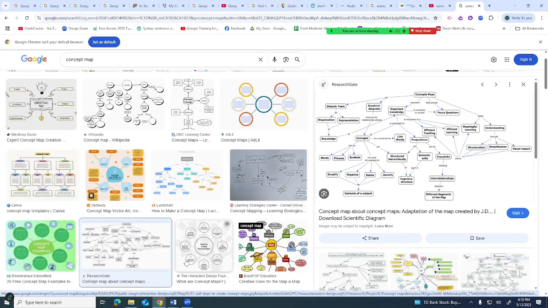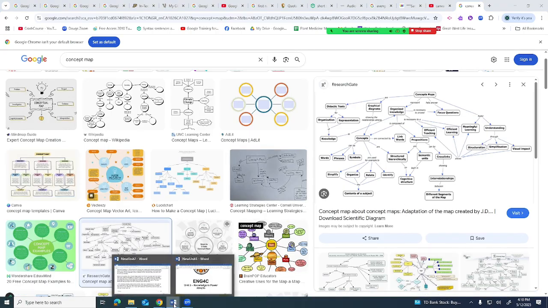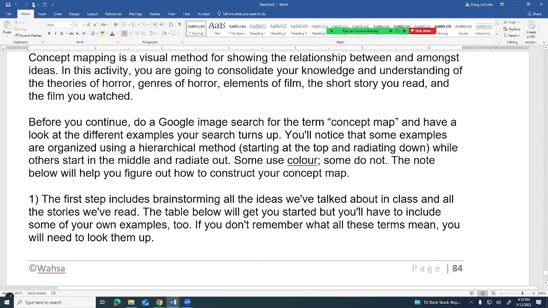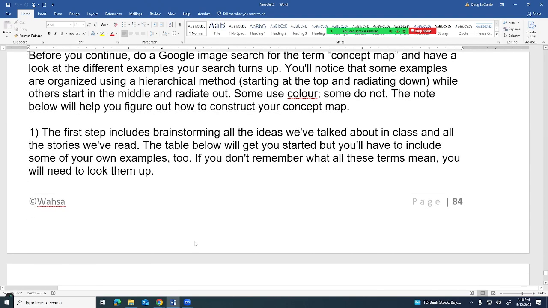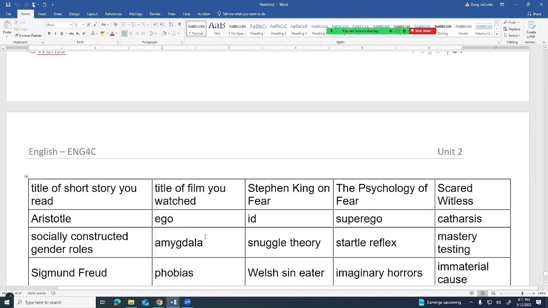Okay, now I'm going back to the steps. The first step includes brainstorming all the ideas we talked about in class and all the stories we've read. The table below will get you started, but you'll have to include some of your own examples too. If you don't remember what all these terms mean, you'll have to look them up.